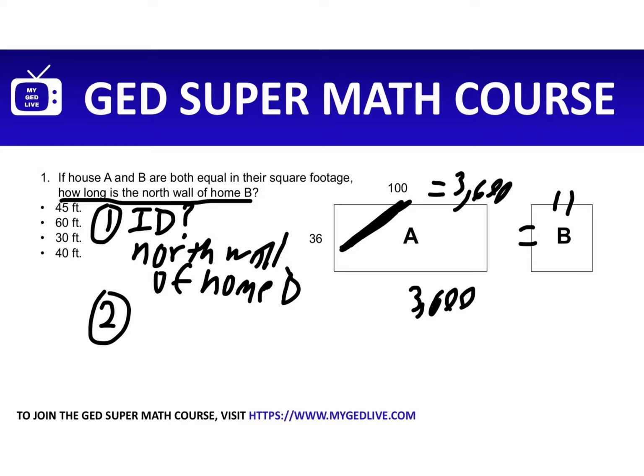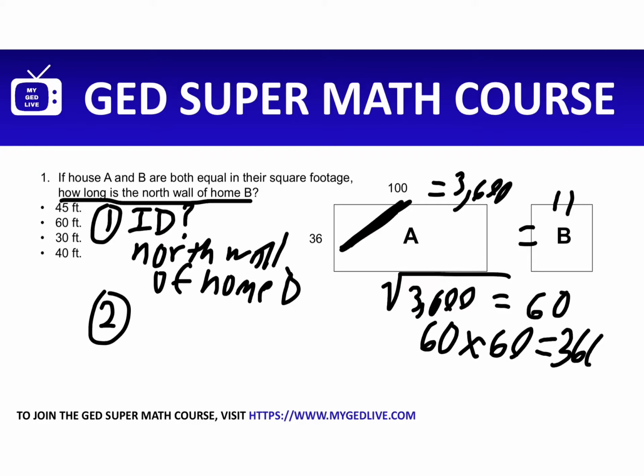So what we can do is find out what is the square root of 3,600, and we would find that it's 60. Another way of looking at that would be what number times itself would give us 3,600, and that would be 60 times 60 gives us 3,600. So then we would find our answer, because whatever the side of any wall in home B would be, that would definitely be the north wall, because all the wall lengths are the same.